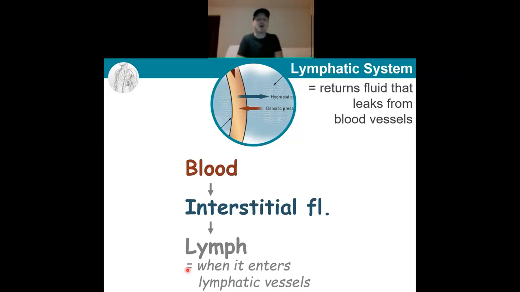But if you look at the composition of the plasma in the blood, the composition of interstitial fluid, and the composition of lymph, it's all the same. There are only very little changes. So you can think of it as all the same stuff, but the name changes depending on where it is in the body. So make sure you know that lymph is when this interstitial fluid enters the lymphatic system. Then we start talking about lymph, and we no longer talk about interstitial fluid.